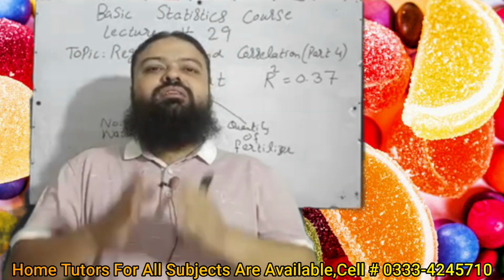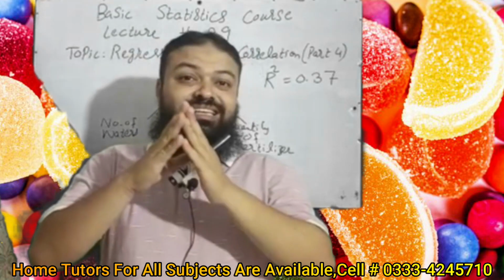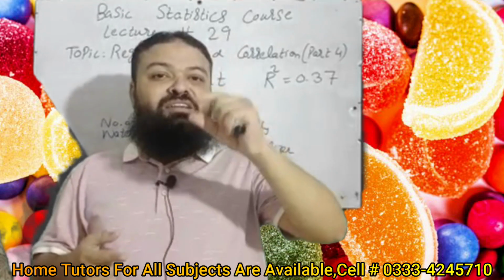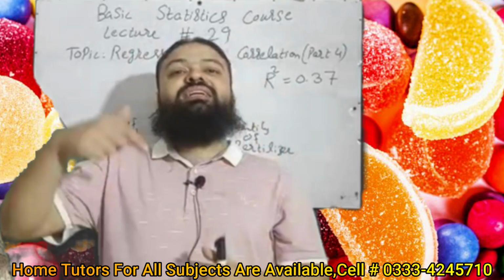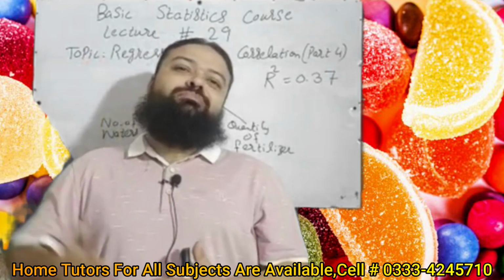Let's start. First of all, in today's lecture, I will tell you what is R square. R square tells us the percentage of variation in the dependent variable with the help of independent variables.